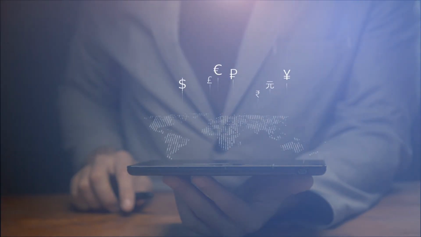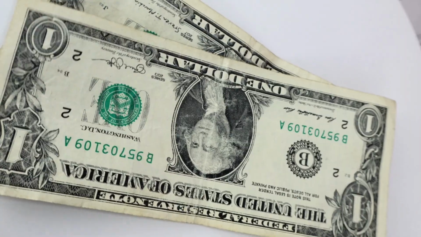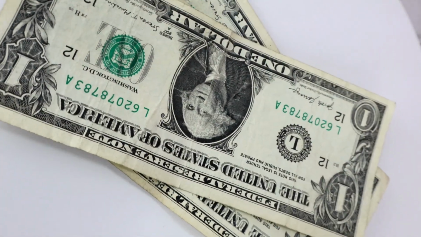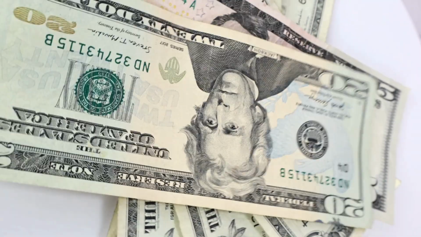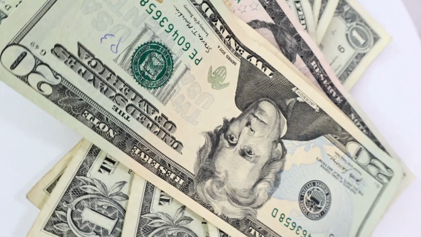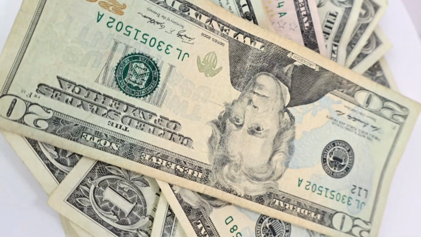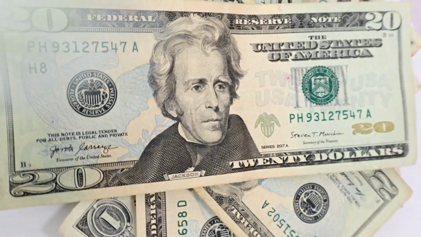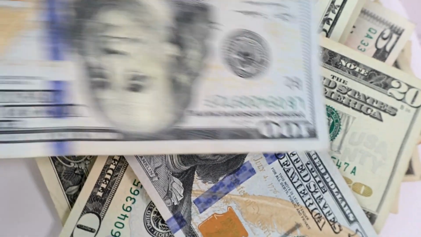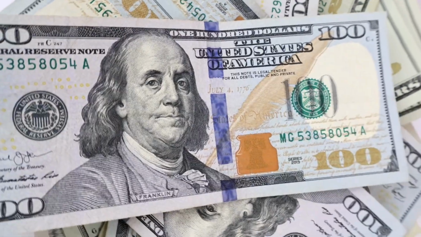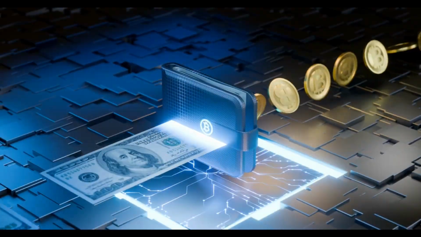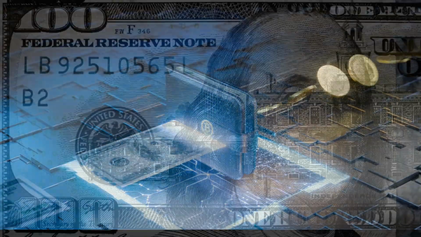From cattle and cowrie shells to credit cards and cryptocurrency, the history of money is a testament to human ingenuity and adaptability. As our societies have evolved, so too has our medium of exchange. Who knows what forms money may take in the future? Perhaps we'll return to a barter system, trading digital assets in a virtual world, or maybe we'll develop entirely new forms of currency we can't even imagine yet.